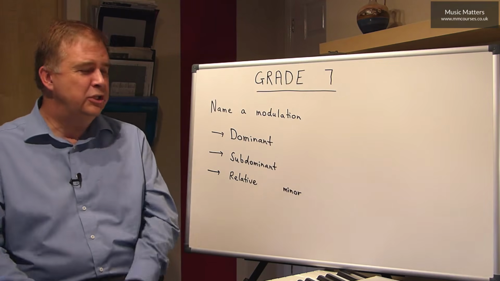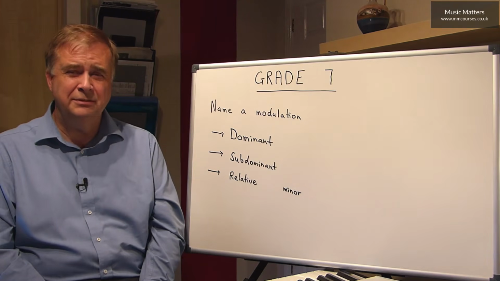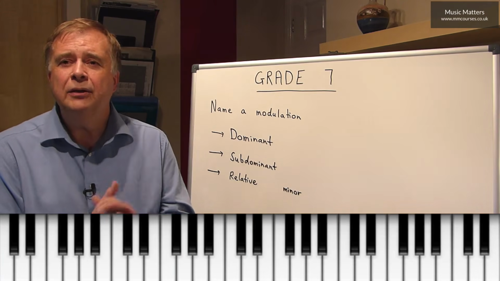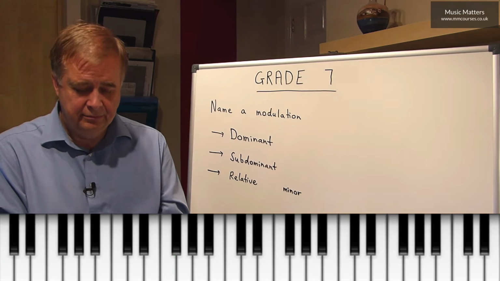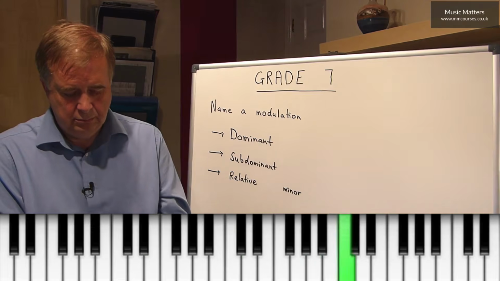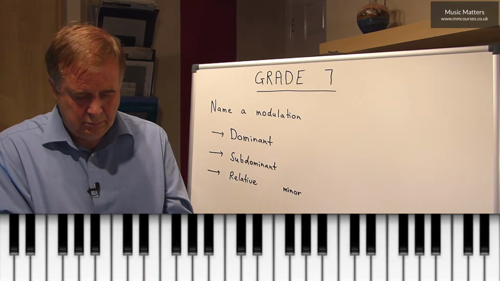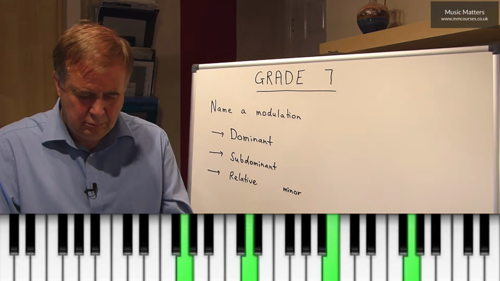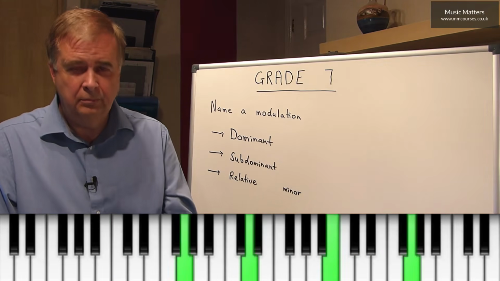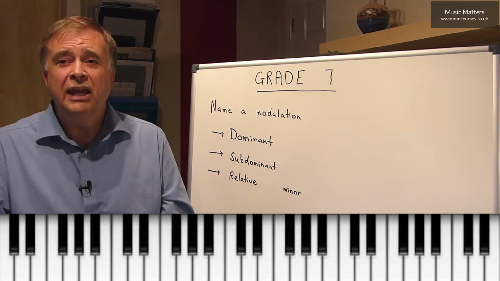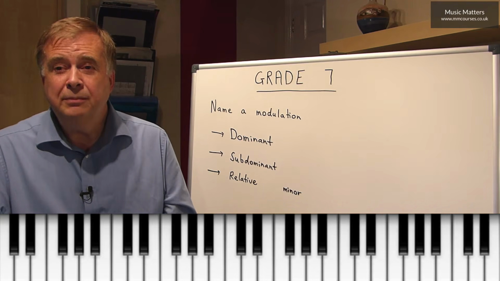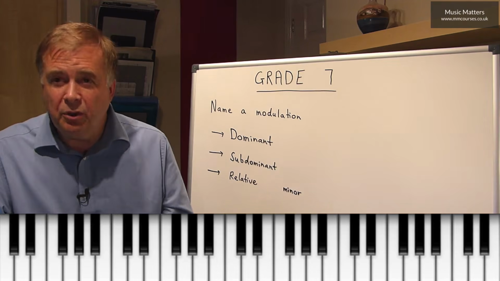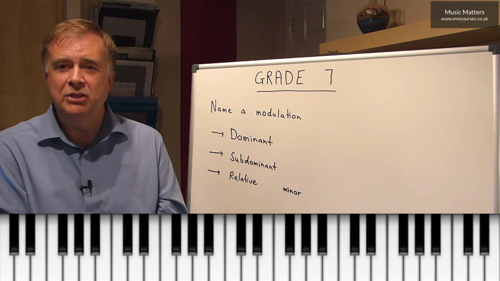Okay, let's now take on the dominant and the subdominant. Here's a piece of music in C major, and I'm going to modulate to the dominant key. So that's modulated to the dominant key, G major. Just listen to one that modulates from C major to the subdominant key of F major. So here's C major.